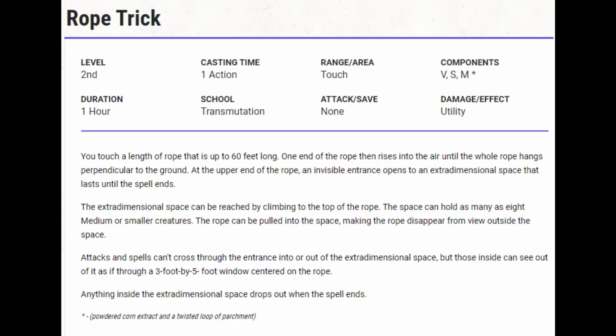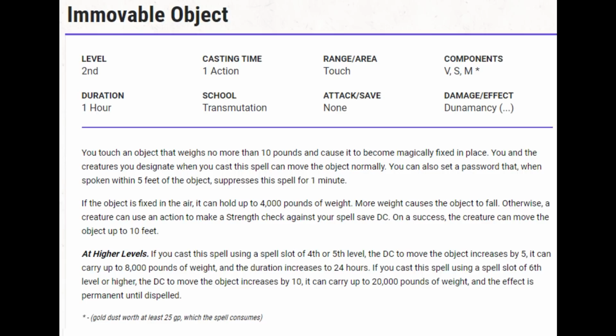Then it works. But if the DM says, no, I'm going to require that you take an action to come out of the rope trick, and I'm not going to let you come out of the rope trick and go back into the rope trick in the same turn, that is not a house rule. And when I talk about practical optimization, I'm never going to talk about using the rope trick because it is not practical optimization. Here's a much quicker one.